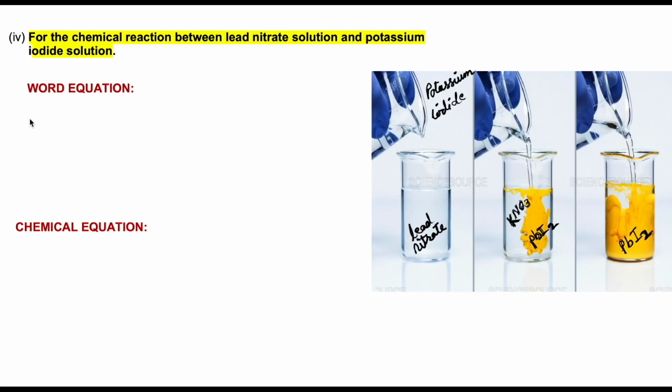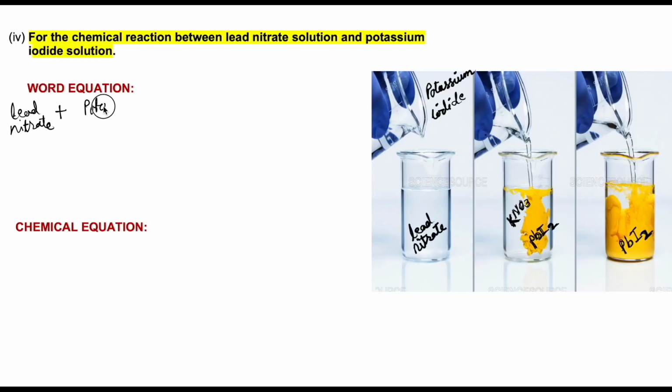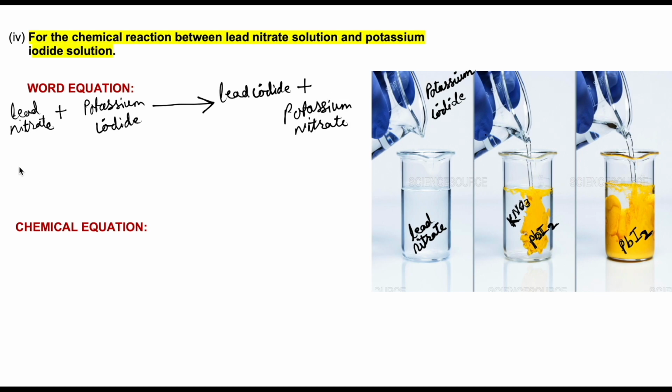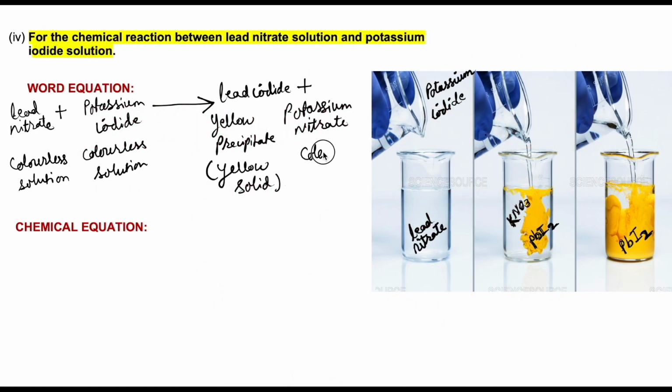So the word equation for this activity can be written as lead nitrate reacts with potassium iodide, it forms lead iodide along with potassium nitrate. Now the important thing to be noted here is that lead nitrate is a colorless solution and potassium iodide is also a colorless solution, as you can see in this figure, and here lead iodide is formed which is a bright yellow precipitate, a yellow solid, and potassium nitrate is formed which is a colorless solution.